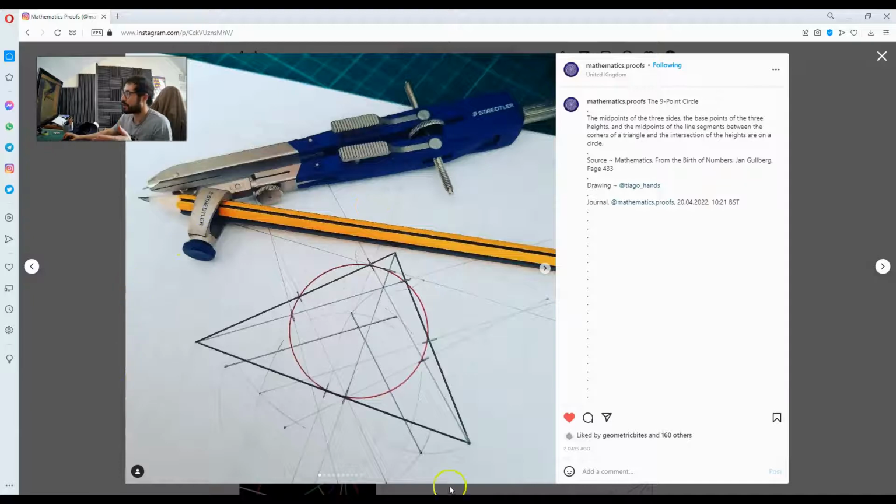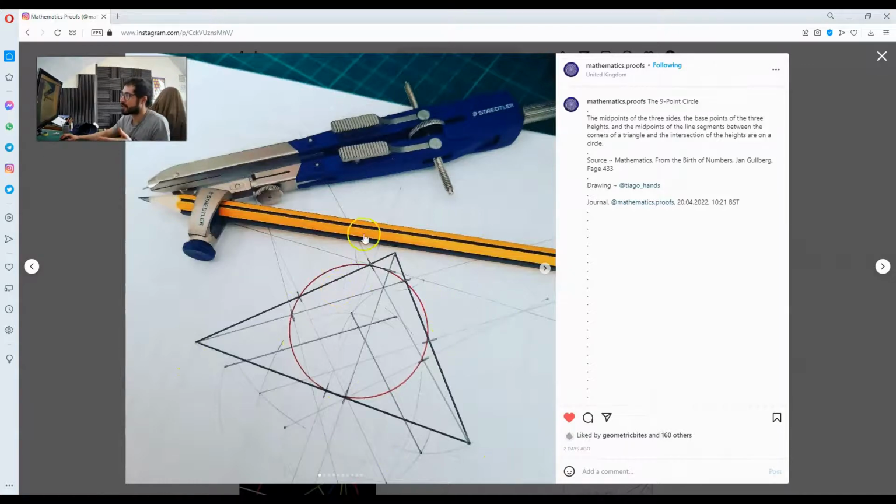Now I've actually drawn a 9-point circle. These are the midpoints of the sides. These are the bases of the three heights. And these over here are the midpoints of the line segments between the corners of a triangle and the intersection of the heights. So, as you can see, if you draw the triangle and circle accurately, you'll find that the circle passes through these 9 points.